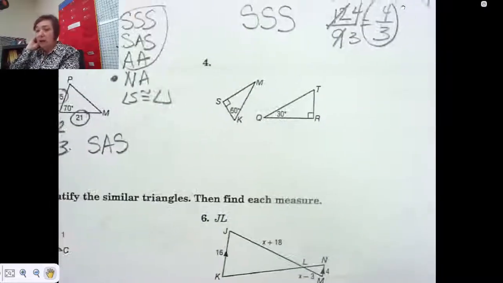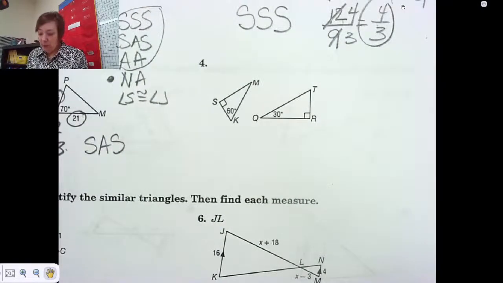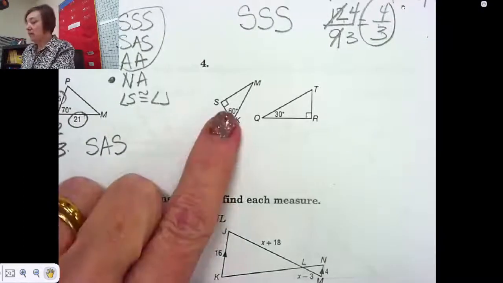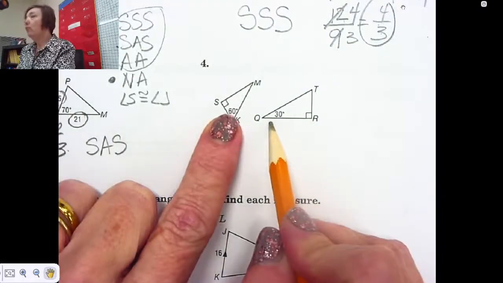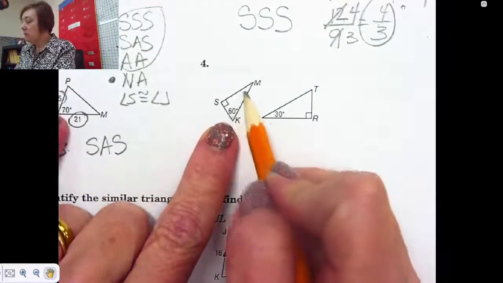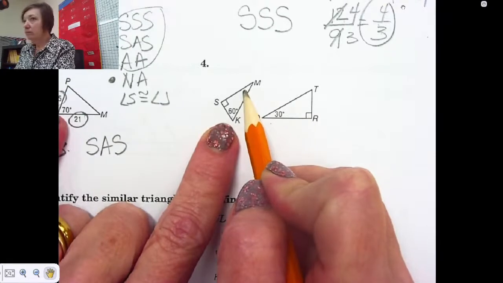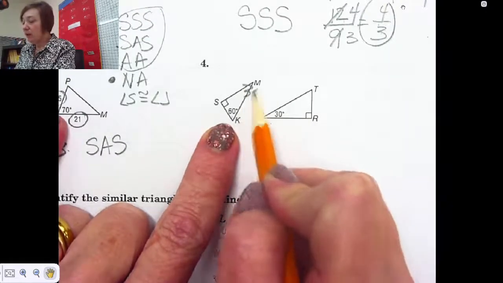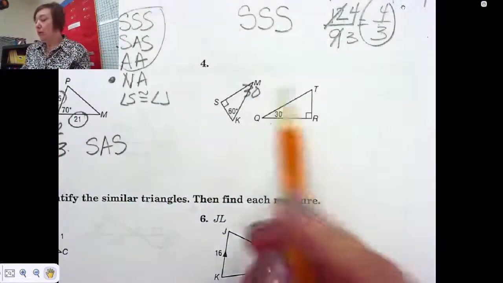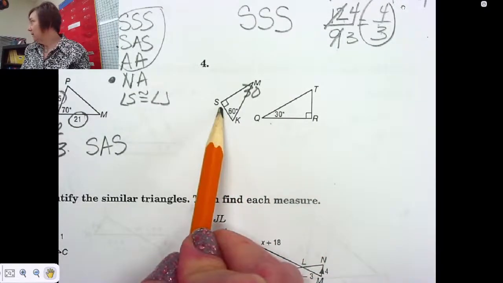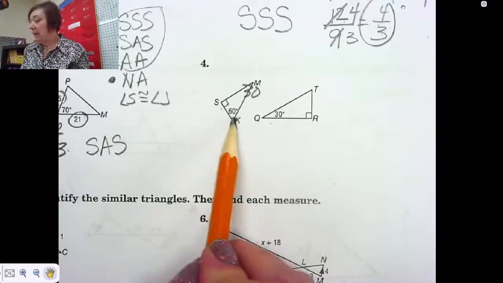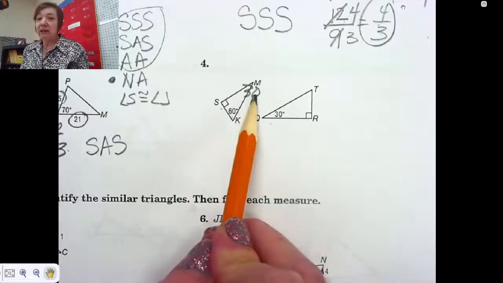So, everybody see how that works? Okay. Look at number 4. What information did they give you? They gave you 2 angles. So, we're going to be using angle, angle. And I know some of you right now are saying, oh, well, they're not because that one's 60 and that one's 30. But if this one's 60, what's that one? It has to be 30, because 180 minus 90 leaves 90, and 90 minus 60 is 30.